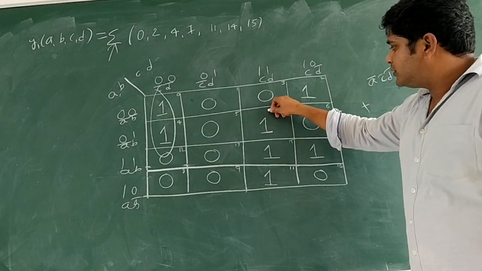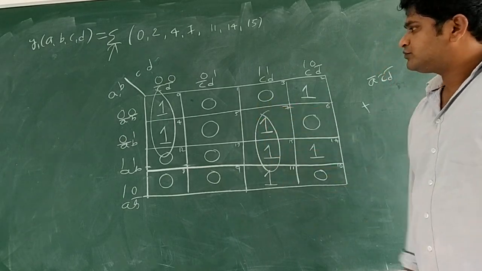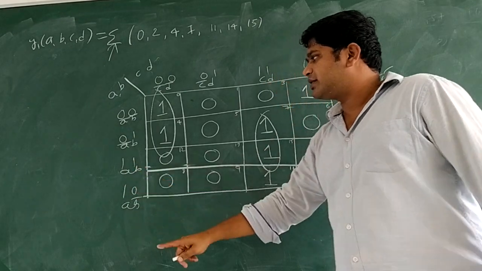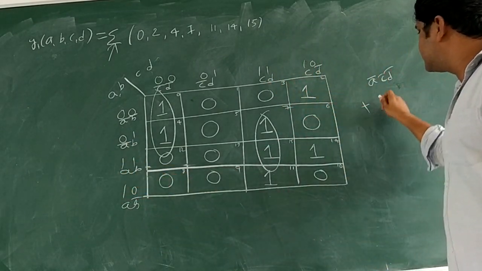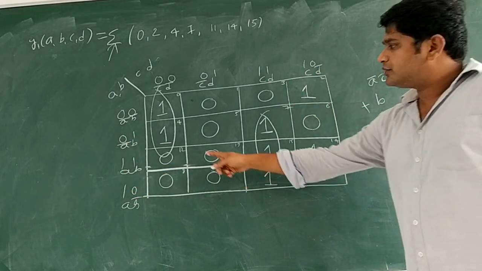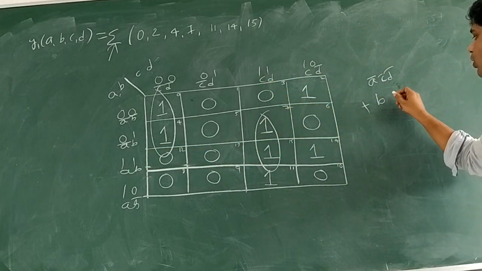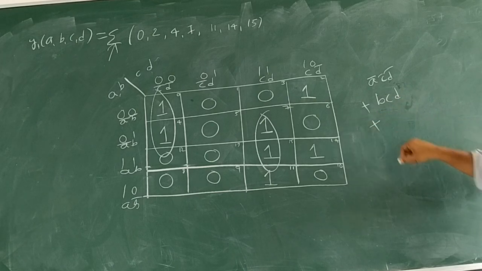Next, here is one possibility. So A bar into B on one side, A B on another side. A bar and A cancel. We are left with B. So this is also a vertical cover. Hence, take the column variables as it is.